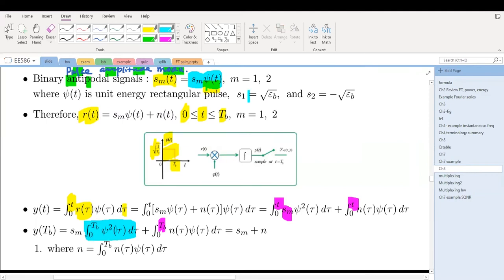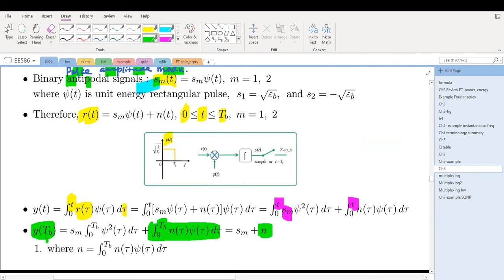So now this is a benefit of using the geometric representation with the coefficient and with the base function, because at the receiver we multiply by this base function, and this base function has unit energy. And then this term n(tau) multiplied by psi(tau) is a definite integral. It becomes a value. I call it n. So this is a value at Tb, at the end of the pulse duration.